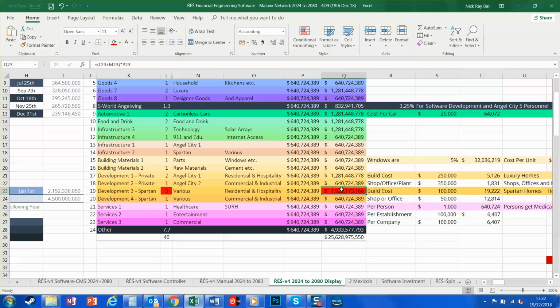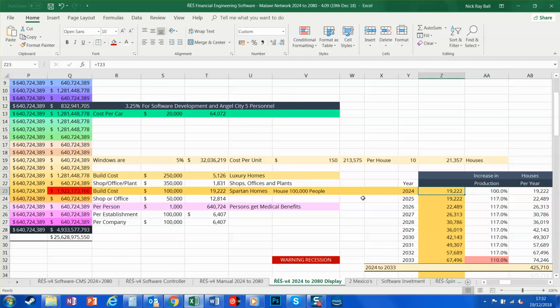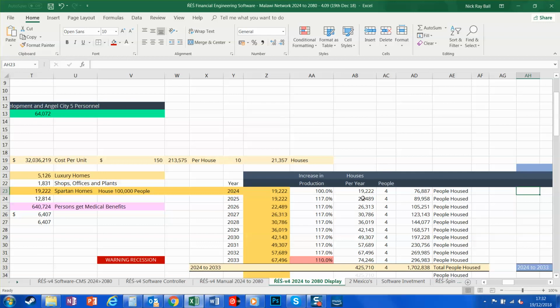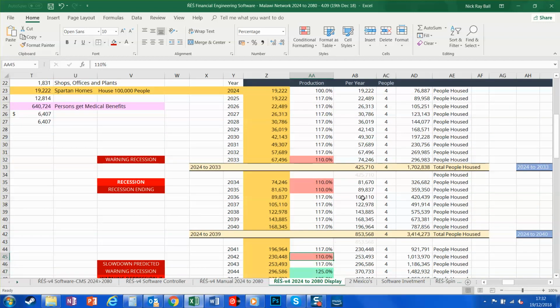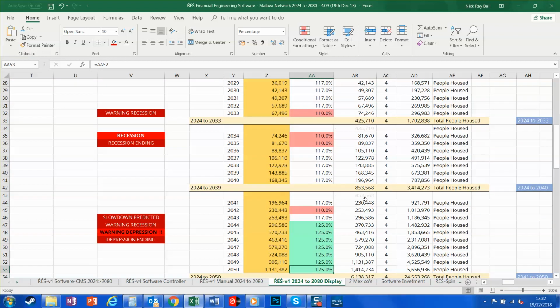Okay, that's the amount of money we've got in 2024. We times that, well, we divide it actually, by the 100,000 per house, and that gives us 19,222 houses. That is there. And what I've done is I've just cheated a bit, and I've just increased it by a certain amount. And you can see when I change that, when it goes less, it's a red. When it's higher, it's a green.